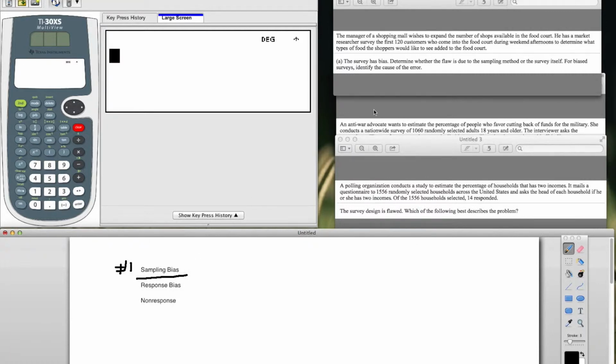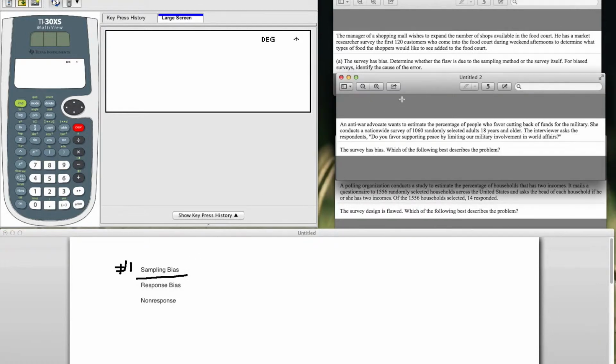Okay, let's go to the second question. An anti-war advocate wants to estimate the percentage of people who favor cutting back of funds for the military. She conducts a nationwide survey of 1,060 randomly selected adults 18 years and older. The interviewer asked the respondents, "Do you favor supporting peace by limiting our military involvement in world affairs?"